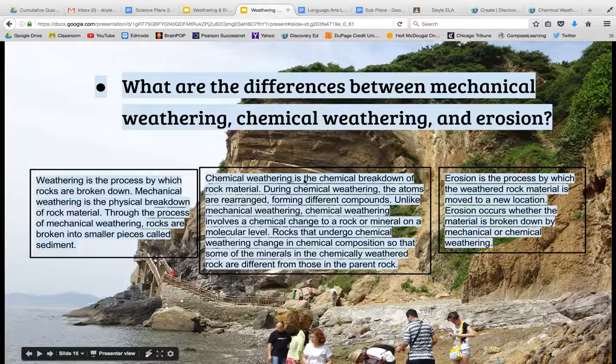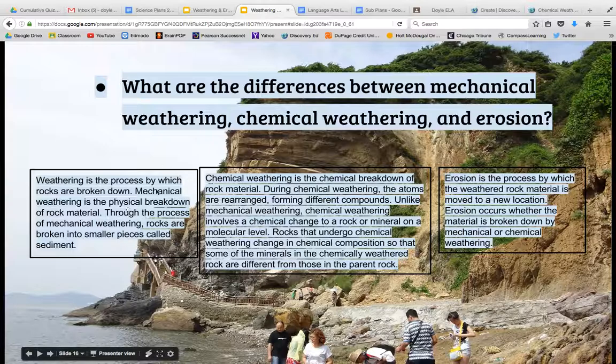Now, chemical weathering is the breakdown of rock material. During chemical weathering, the atoms are rearranged, forming different compounds. Unlike mechanical weathering, chemical weathering involves a chemical change to a rock or mineral on a molecular level. So basically, when it's chemical weathering, the rock turns into a different kind of rock, or a different kind of substance of some sort, like a liquid or something.